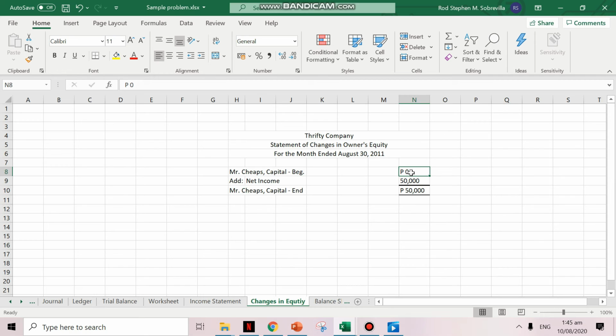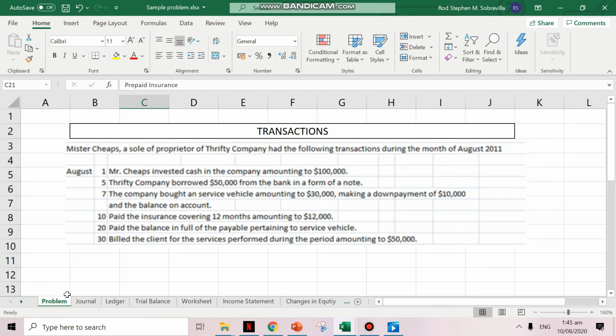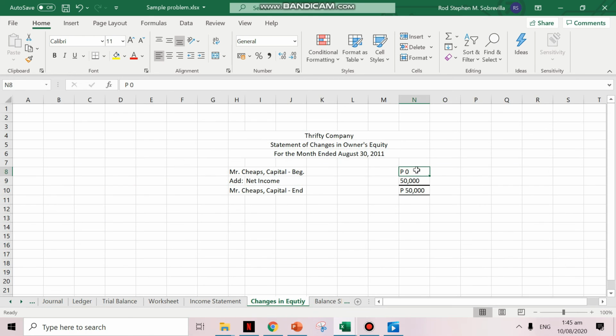And wala rin naman, remember that the ending balance of the previous month or previous period is always the beginning of the succeeding or the next period. So, since wala namang given yun sa problem, break tayo. Wala namang sinabi dito na the previous ending balance of capital is blah blah blah. So, we will assume that it is 0. Then, we will add the net income and then we will have the total, the ending balance of the capital.